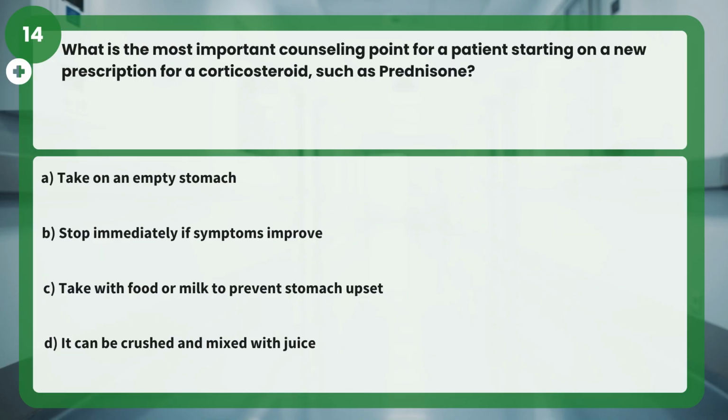Question 14. What is the most important counseling point for a patient starting on a new prescription for a corticosteroid, such as prednisone? A. Take on an empty stomach. B. Stop immediately if symptoms improve. C. Take with food or milk to prevent stomach upset. D. It can be crushed and mixed with juice.